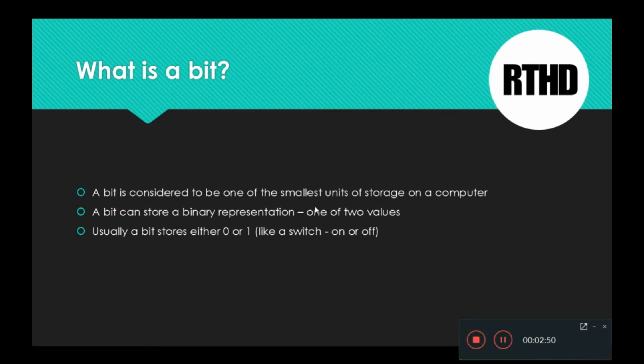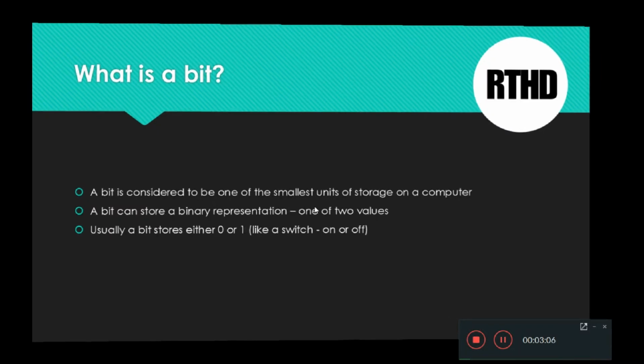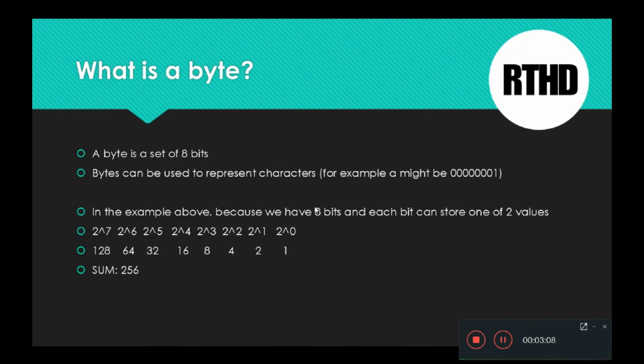A bit can store a binary representation, and what that means is that a bit is able to store one of two values. Usually a bit stores either a 0 or a 1. Think of it just like a light switch, on and off, where off will be 0 and on will be 1. So that's simply what a bit is.